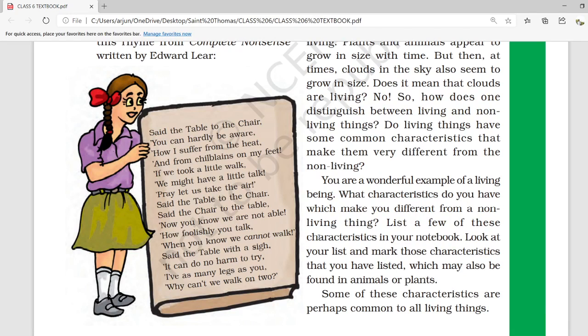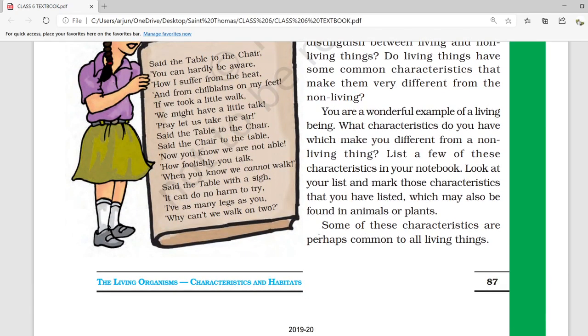So here, moving further, you are a wonderful example of a living being. Okay, we all are wonderful examples of living beings. What characteristics do you have which make you different from non-living things? Okay, now you can think of some of the special characteristics we living things have. So first thing is we have feelings. Okay, the best example we can take is the feelings.